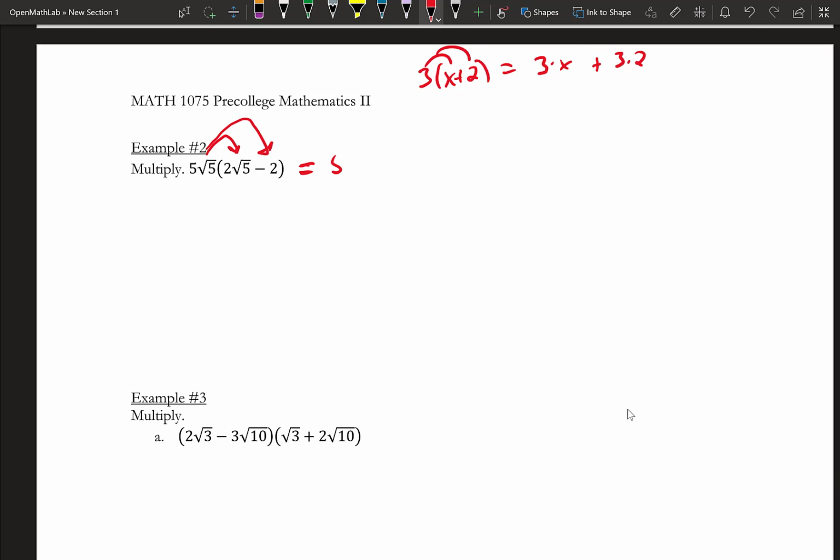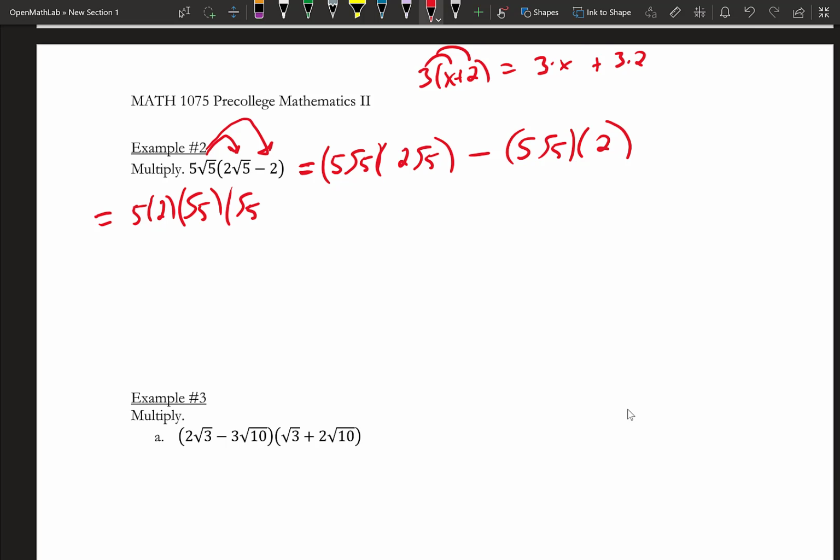So this would be the same thing as 5 radical 5 times 2 radical 5 minus 5 radical 5 times 2, right? So we can take 5 times 2. We can rewrite the order here a little bit. In both cases, just rewrite the order of the factors using the commutative property of multiplication. And then 5 times 2 is 10, and then radical 5 times radical 5 becomes just 5, right? Because that would be like radical 5 squared, so those are going to undo each other.